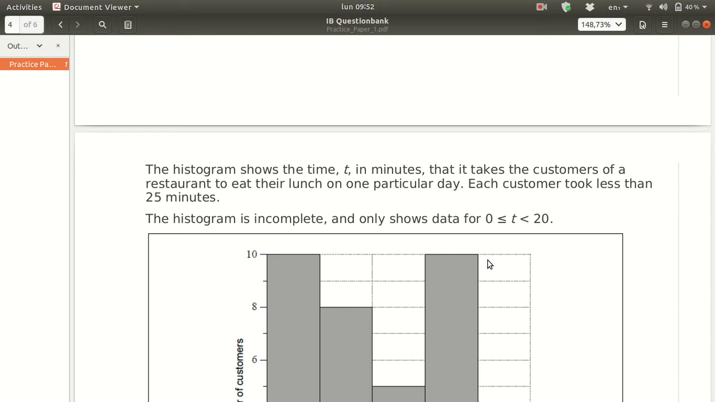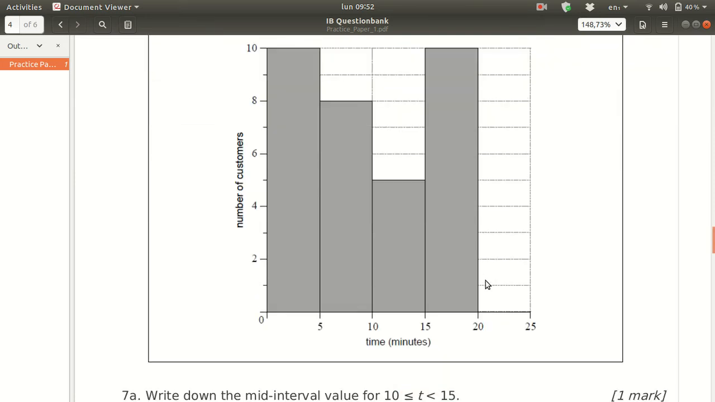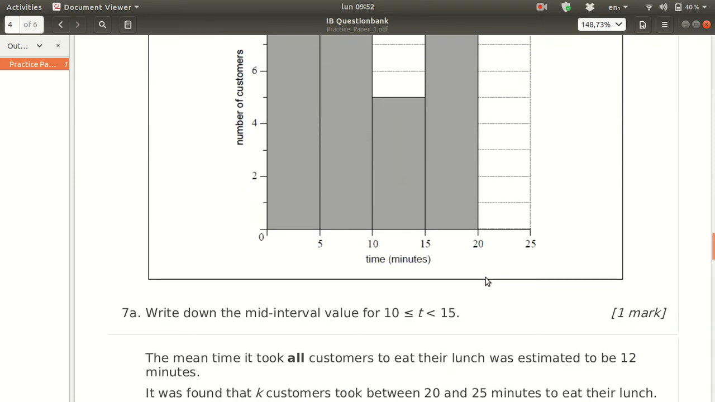The histogram is incomplete and only shows the data for the time between 0 and 20 minutes. So write down the mid-interval value for 10 to 15. This was a question that a lot of people got right. A couple of people got it wrong, but I want to go over it anyway.